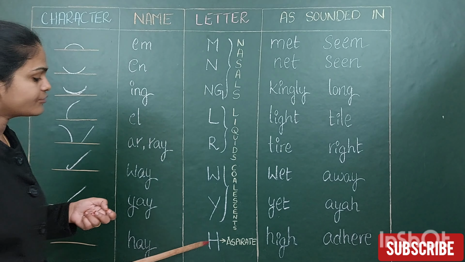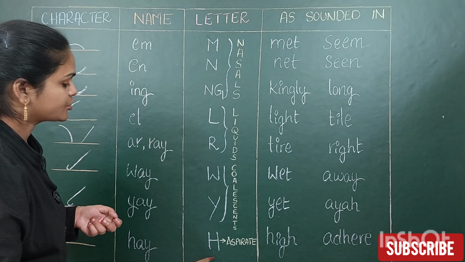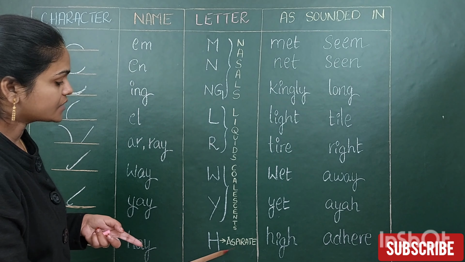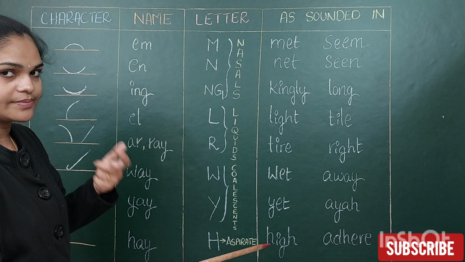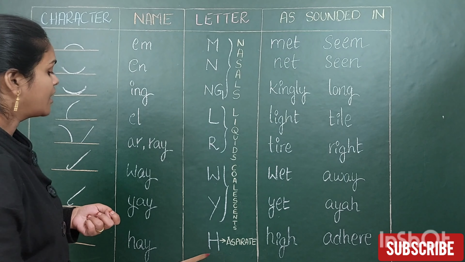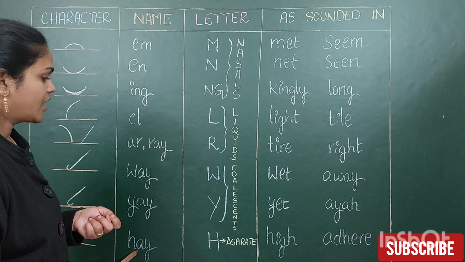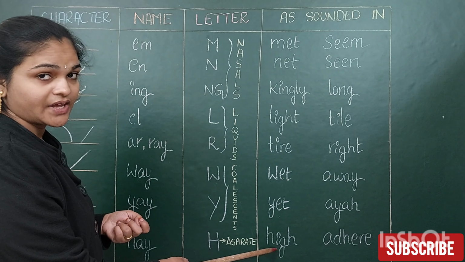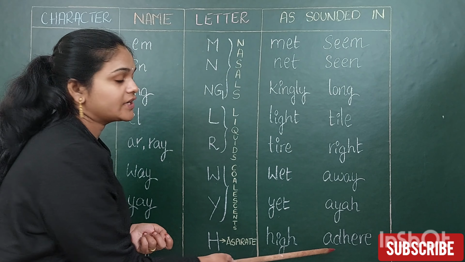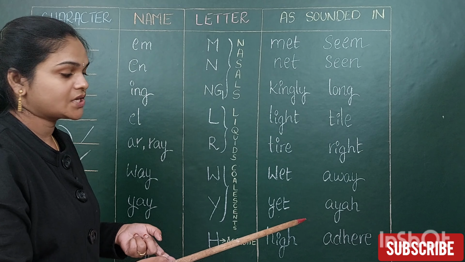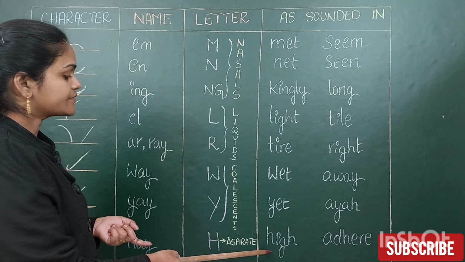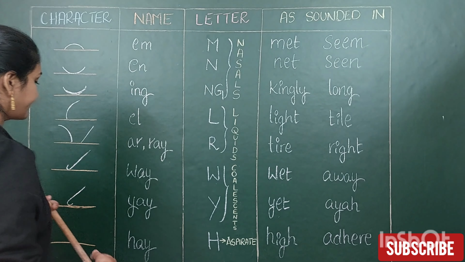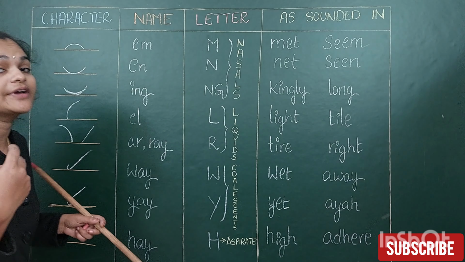In shorthand, this H form can be called an aspirate. The last topic we are going to discuss is the aspirate. It sounds like "hay", with words like "high" and "adhere". The meaning of "adhere" I already told you, promise. So when you take these words, high or adhere, what type of H do you have to write?